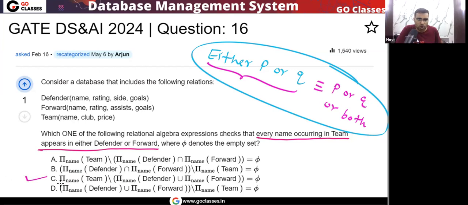You can easily see in option C that first we are finding the names from the team table. Then we are doing minus, and we are subtracting the names which are in the union of these two tables, and that should be empty. Is this clear? Let me know.